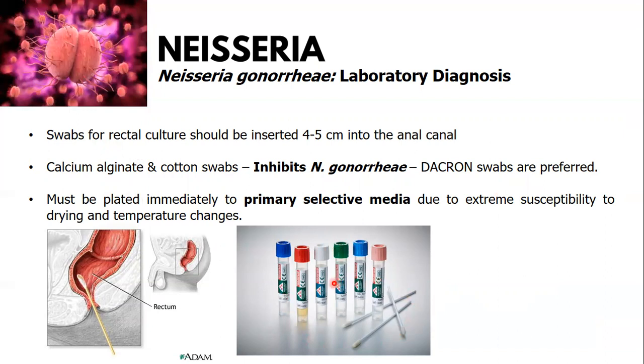And as I said earlier, because of their extreme susceptibility to drying, because they require increased moisture, and because they are susceptible to temperature changes and cold, specimens that are submitted for the isolation and speciation of Neisseria gonorrhoeae must be plated immediately to primary selective media. In this case, we are going to use an enriched chocolate agar plate with inhibitors and added nutrients to support the growth of fastidious Neisseria gonorrhoeae.